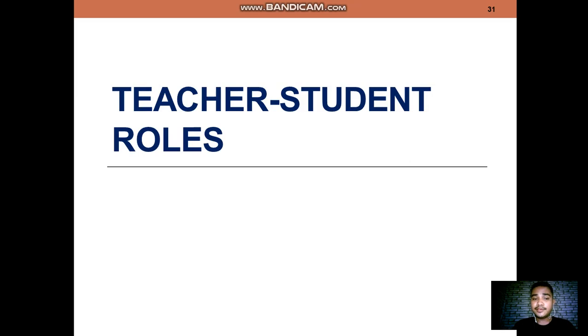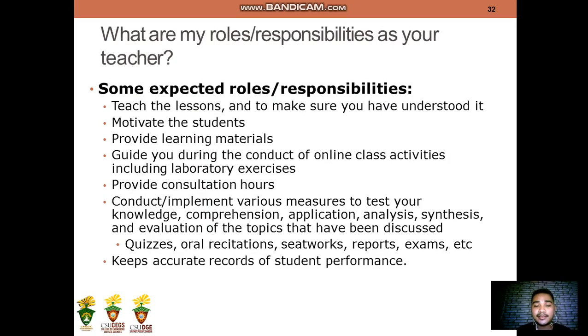And I'm going to remind you the teacher-student rules. So these are my expected rules and responsibilities. First is to teach you the lessons and to make sure that you have understood, motivate the students like you, provide learning materials such as this one, guide you during the conduct of online class activities including laboratory exercises, provide consultation hours, and my consultation hours will be flashed on the last slide of this material.